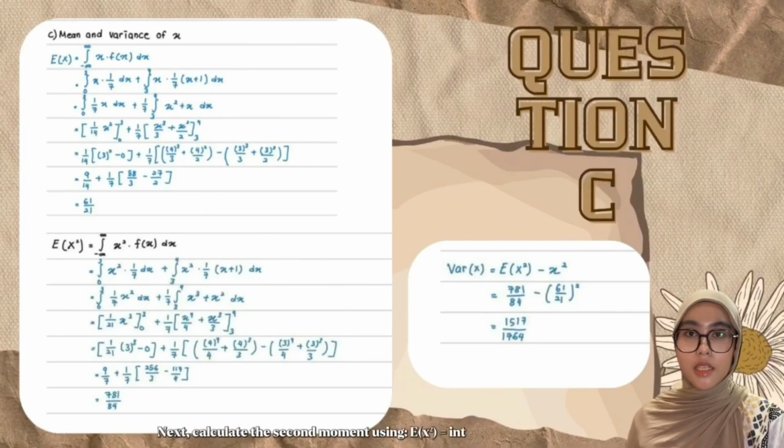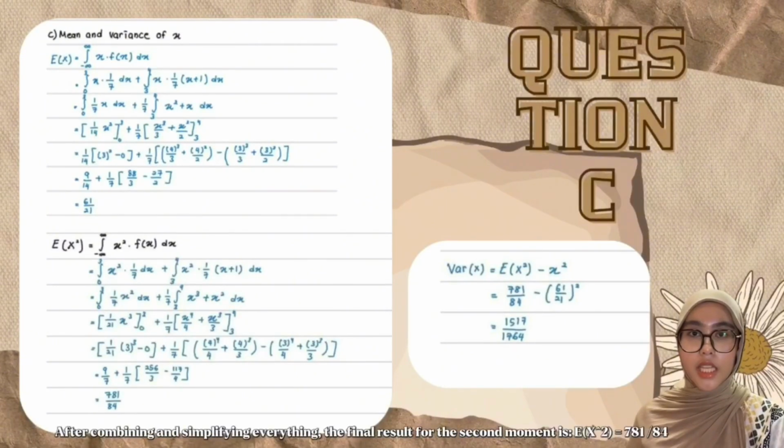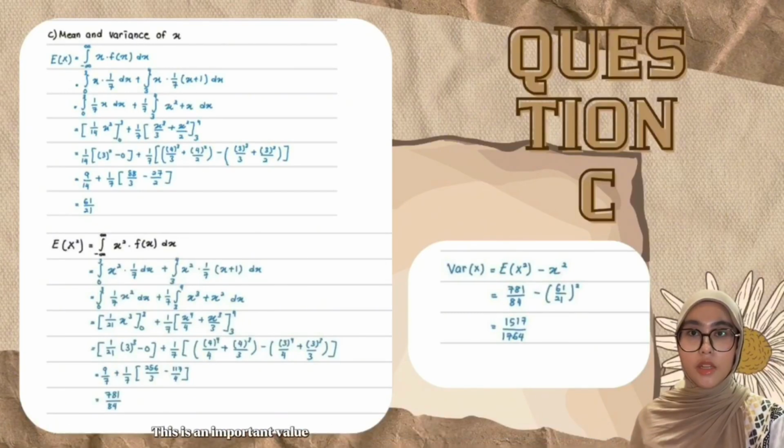Next, calculate the second moment using E(X squared) equals the integral of x squared f(x) dx. Just like before, split the integrals according to the two pieces, expand the expression, integrate term by term, and evaluate the limits. After combining and simplifying everything, the final result for the second moment is E(X squared) equals 1781/84. This is an important value because it helps us determine the variance.